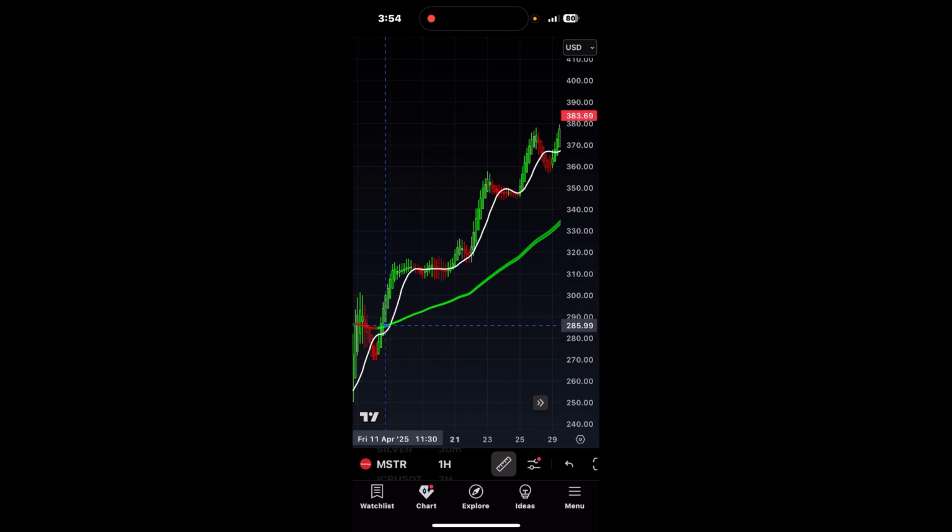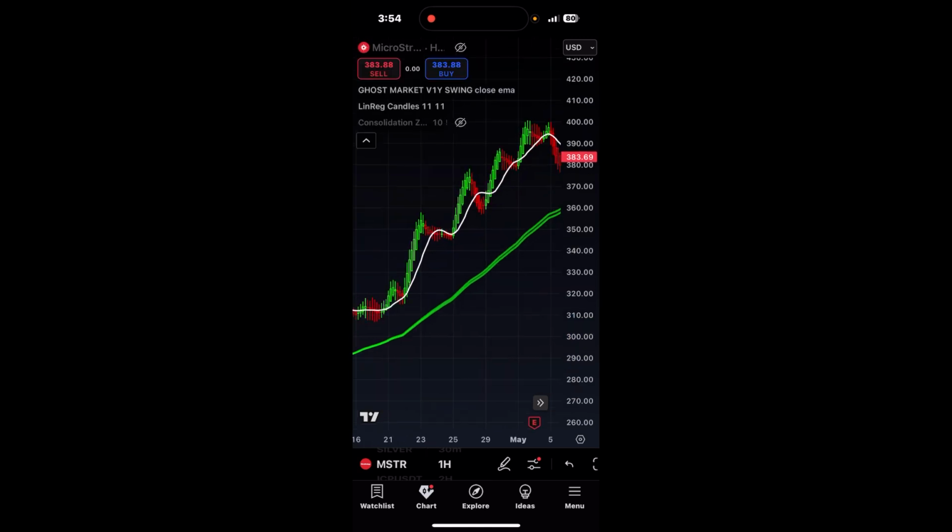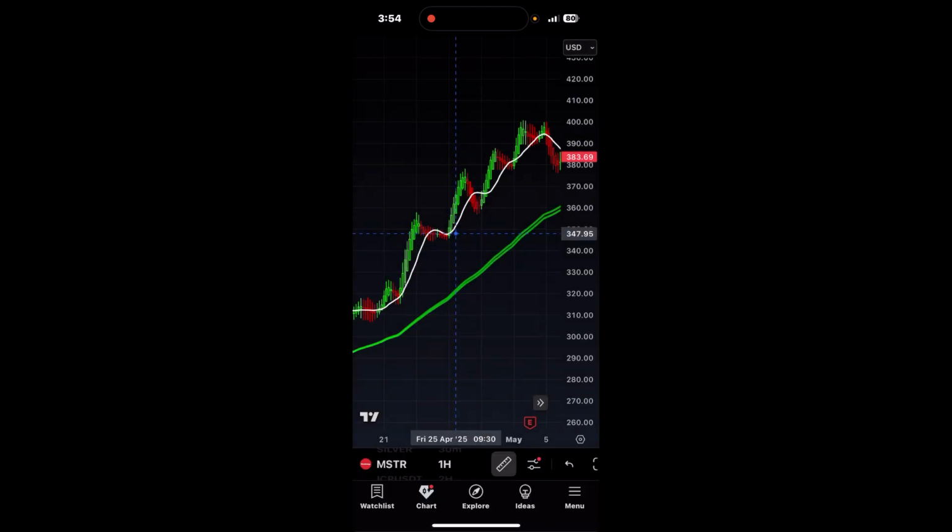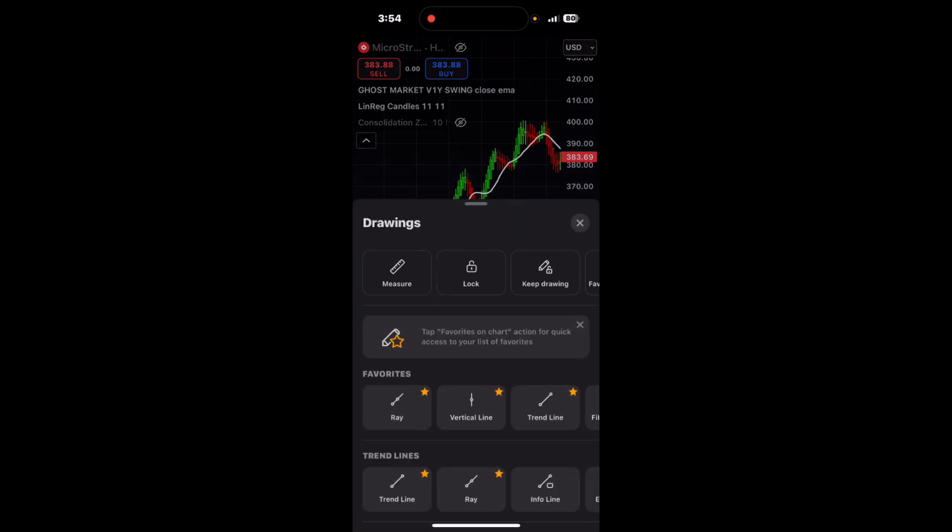So let's just measure these ones right here. So we see it going up. You could have entered here, could have rode this one out until it touched the linear line right here. This is about a $3,000 move in 3 days. And then you have it cross back up right about here. So you could have rode this out. This is about a $4,000 move in 1 day.